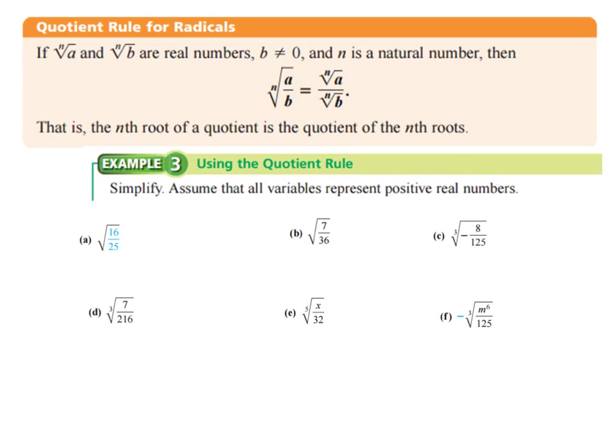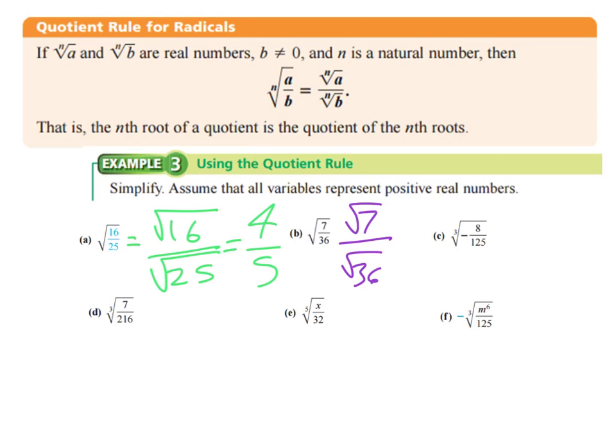For the first example, the square root of 16 over 25, what we want to focus on is splitting that up: square root of 16 over the square root of 25, and we look at it that way because both of those can be square rooted, so we get 4/5. For example B, we would have the square root of 7 over the square root of 36. Now the square root of 7 we can't do anything with, but the square root of 36 is 6.